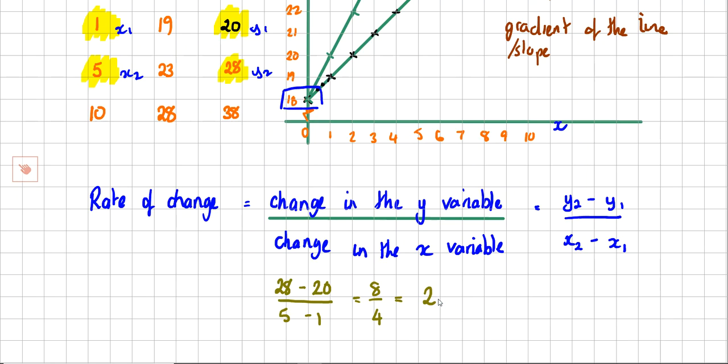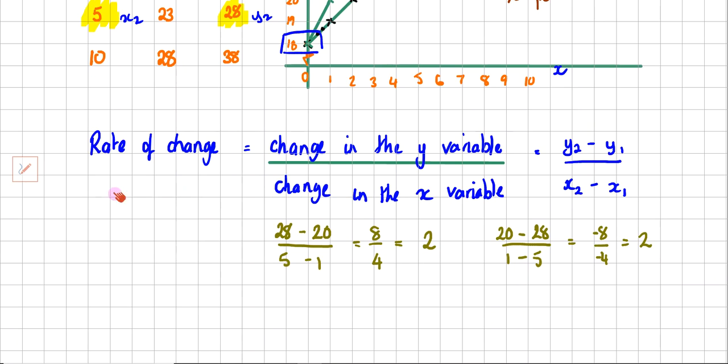What Jacques said is that it doesn't matter which way round. So I could do 20 minus 28 divided by 1 minus 5, and I get negative 8 divided by negative 4, which is 2. All right? What about the only other option, which is 28 minus 20 divided by 1 minus 5? What if I flip only one? That would give me negative 2. Is that correct or not? The ones have to be in line with the 2s. So what would that mean, Jay?